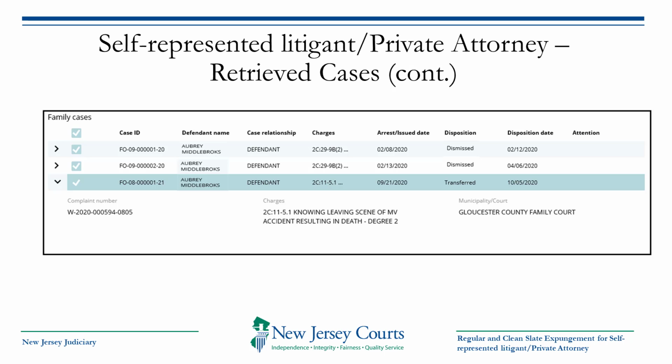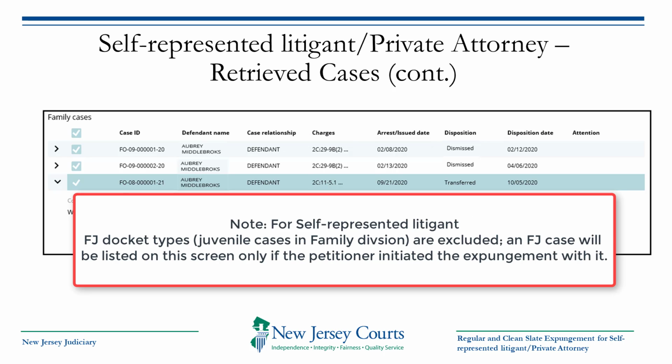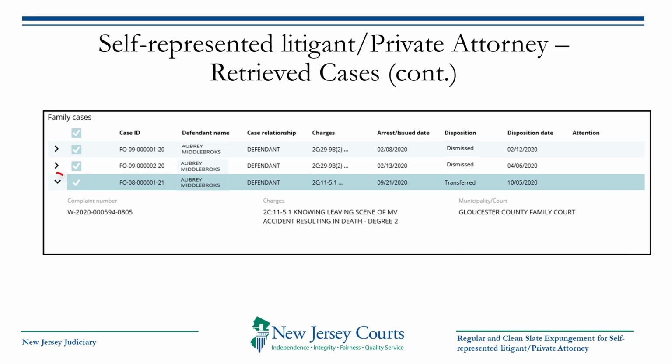Family court cases display the defendant's case relationship: co-defendant, co-delinquent, defendant, or juvenile, charges, arrest or complaint issue date, disposition, and disposition date on the case line entry. Note: for self-represented litigants, FJ docket types, juvenile cases in family division, are excluded. An FJ case will be listed on this screen only if the petitioner initiated the expungement with it. Expanding the case using the twisty arrows shows the associated complaints, full charge information, and assigned court.